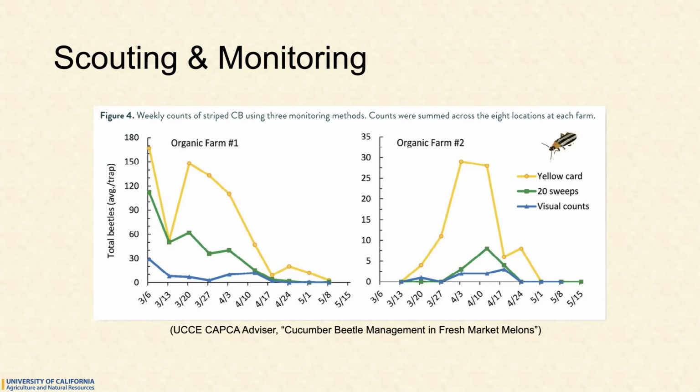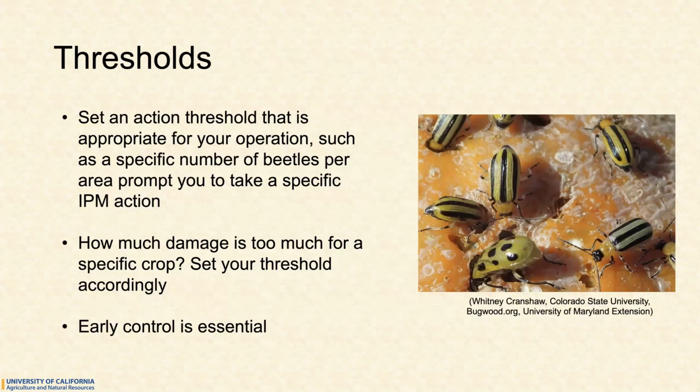So I just want to show here, yellow sticky traps, those little cards are really, really helpful because it'll give you a better picture of what's going on. Doesn't hurt to do more than one thing, but if you're just going to choose one, I'd go with the yellow sticky cards.